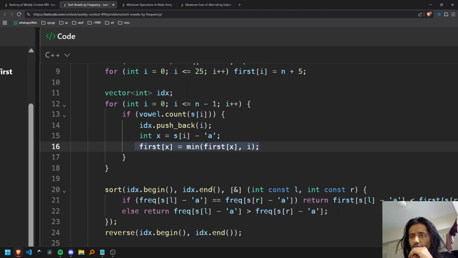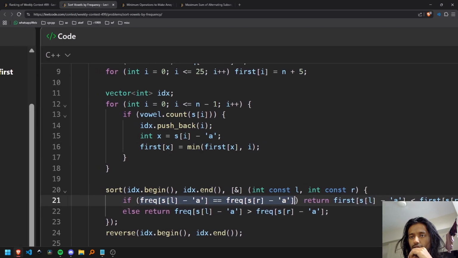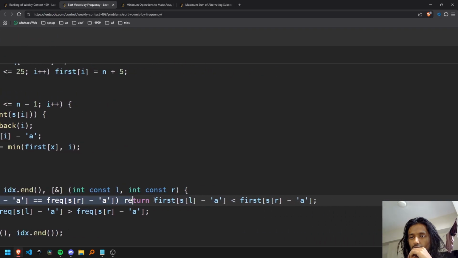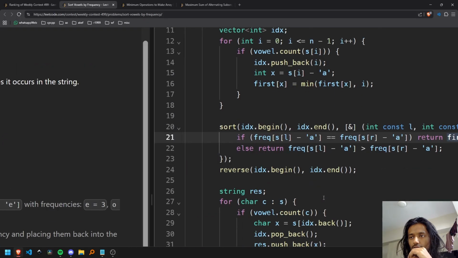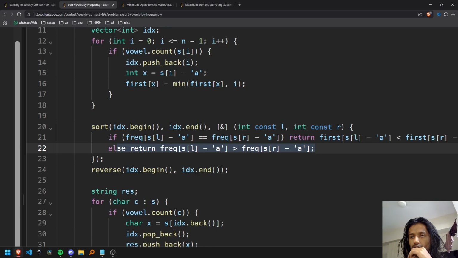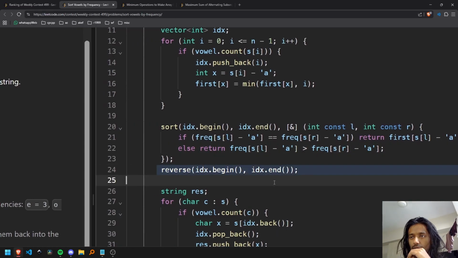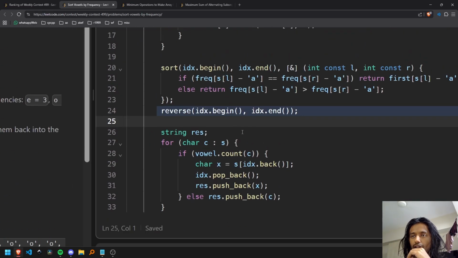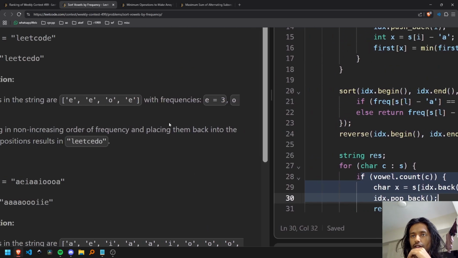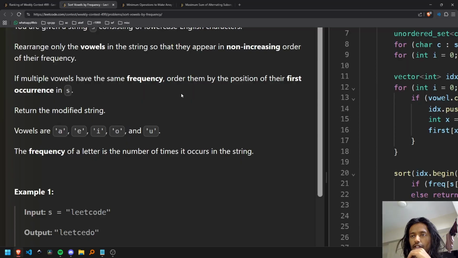And now in my sorting, since idx will only contain the indices of the vowels, if the frequency of both the characters are the same, then we sort based on the smaller first occurrence, else we sort based on whichever has the largest frequency. And now why am I reversing this? Reversing is just to make the implementation easier, because since I'm reversing it, the key which should come first would be at the last, right?